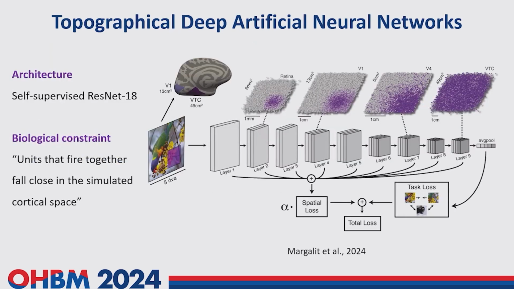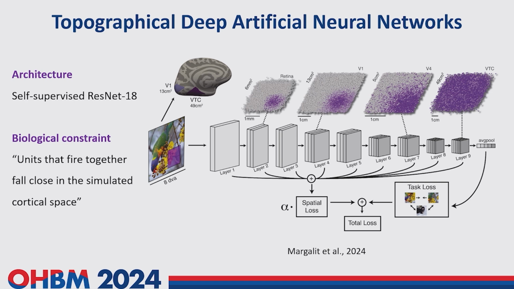Finally, we also ran the same analysis on a series of neural networks, specifically topographic deep artificial neural networks. I don't have time to go into the details, but if you want, you can check this paper published in Neuron. They have amazing code. Basically, this network implements a kind of spatial loss, so a biological constraint, so that units that fire in a similar way must fall close in a physical simulated cortical space.